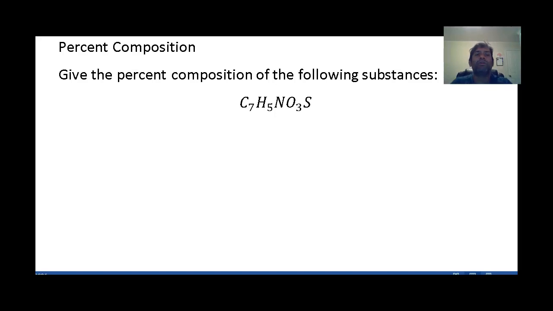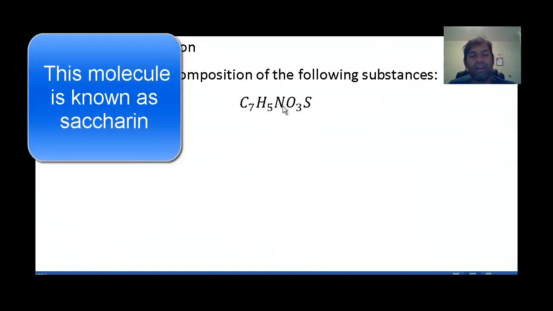In this video, we will go over how to calculate the percent composition of each element in an entire compound. So here we have a substance known as C7H5NO3S. It contains 7 atoms of carbon, or you can say 7 moles of carbon, 5 atoms or 5 moles of hydrogen, 1 atom of nitrogen or 1 mole, 3 of oxygen, and 1 of S.